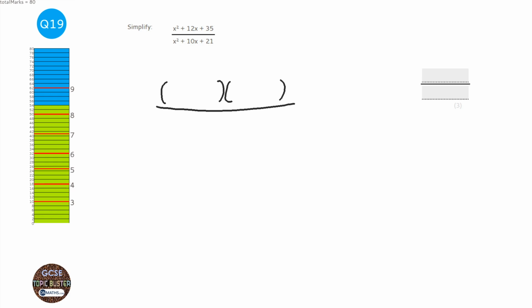So I know it's going to be x at the start. I need 2 numbers that add together to make 12 times together to make 35. Well, that's going to be 7 and 5. Then I need to factorise the bottom.